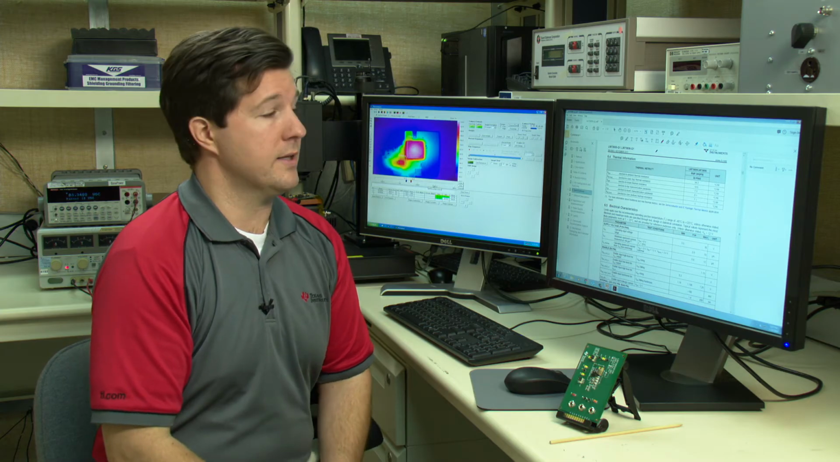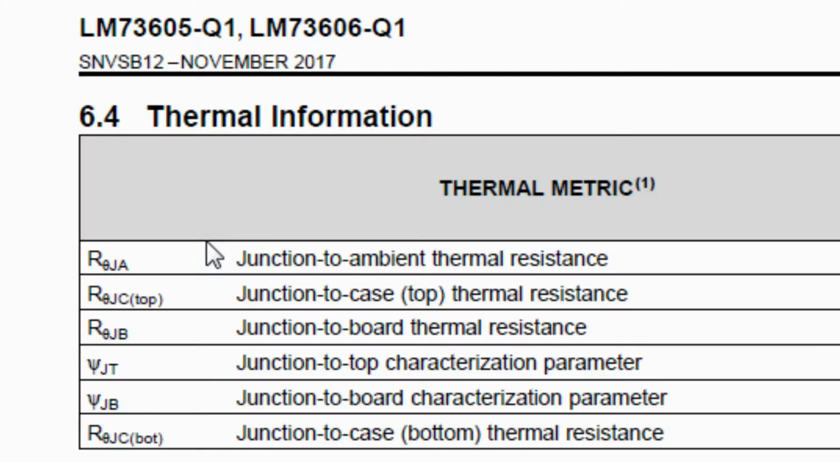So now I'm going to discuss the thermal metrics that are often confusing. They're right in the electrical tables, but they're often used wrong or misinterpreted, so I'm just going to go over those quickly. The most likely one that's used incorrectly is R theta JC top. So R theta JC top is misused most often.